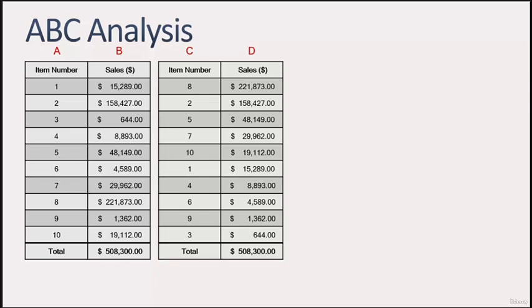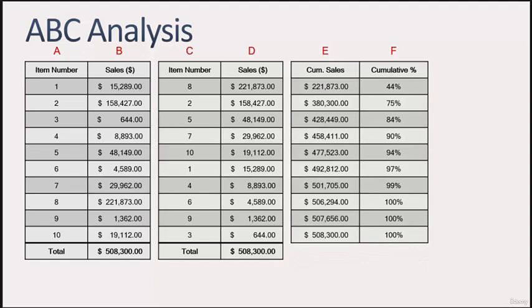Item 8 has the highest sales at $221,873. Item 2, the second highest, at $158,427. And so on to the last item, which is item 3 at $644. You can see that at the bottom of column B and D, the total is the same at $508,300. This confirms that every item is accounted for after the sorting. Next, let's look at column E.